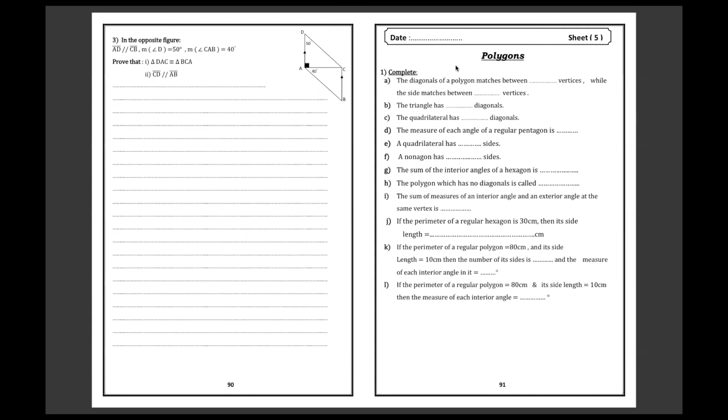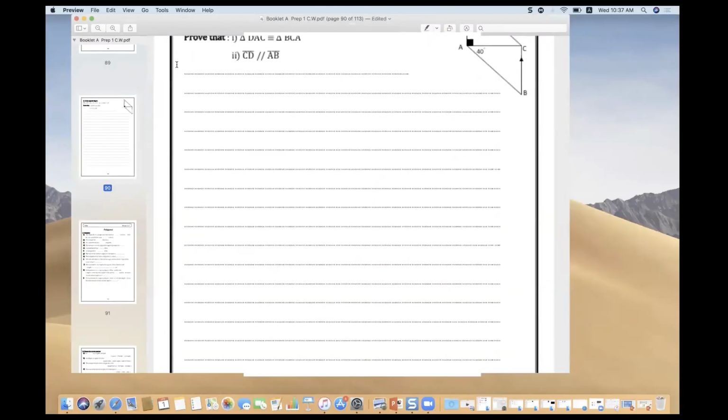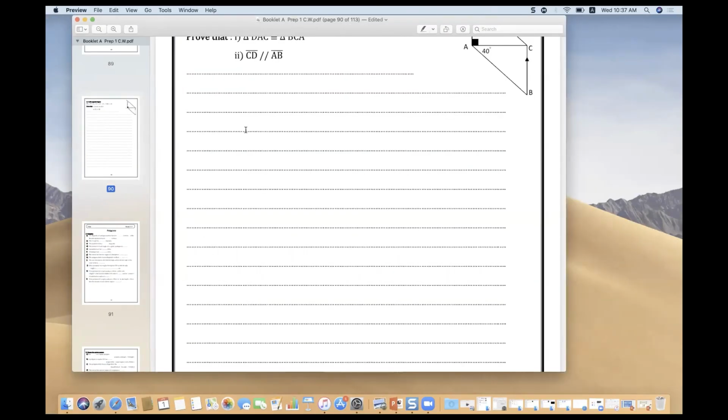I can say one: if each two opposite sides are parallel and equal. Yes, each two opposite sides parallel only. Okay, this is one condition. The second one? Each two consecutive angles are supplementary. Yes, excellent. Each two opposite angles are equal. Yes, excellent. And the diagonals bisect each other but are not equal. Yes, excellent. Diagonals bisect each other.